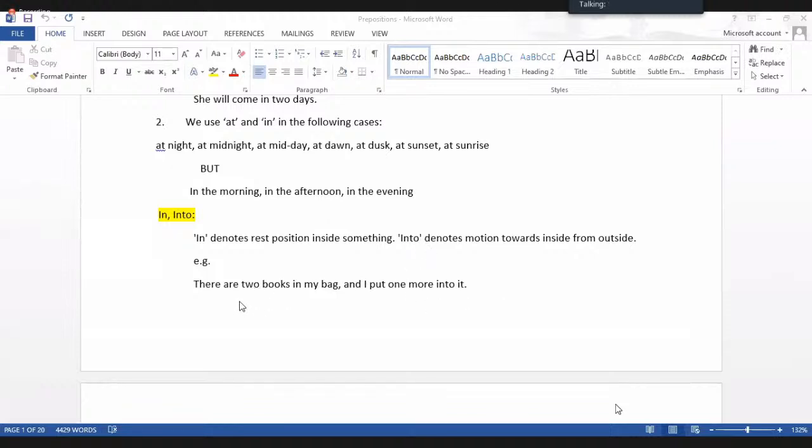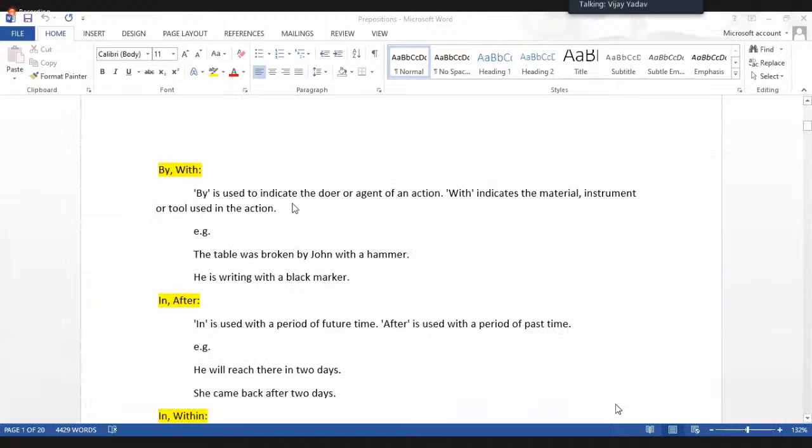So see, there are two books in my bag, and I put one more into it. So there are two books in my bag. The bag has the boundary. Within the boundary, there are two books. So there are two books in my bag, and I put one more into it. While putting another book into the bag, there is motion from outside towards inside. So that's why we use into: and I put one more into it. Okay, into. Then another is by, with.